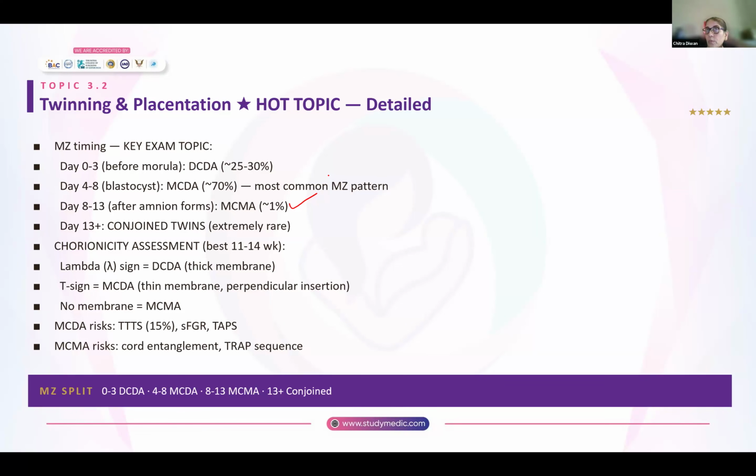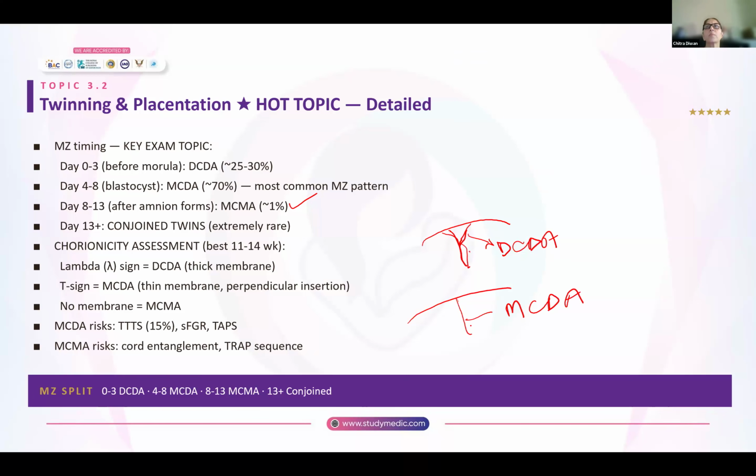So which is the best time to assess chorionicity? The best time is between 11 to 14 weeks, and it is best assessed with a transvaginal scan. At the point where you get the insertion of the membranes, if you get a structure like this, called the Y shape or lambda sign, then you can say that this is a DCDA pregnancy. Otherwise, where the membranes are being attached and you get something like this, or what is called the T sign, or the membrane is very thin, this is monochorionic diamniotic.